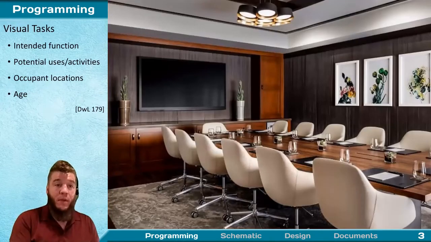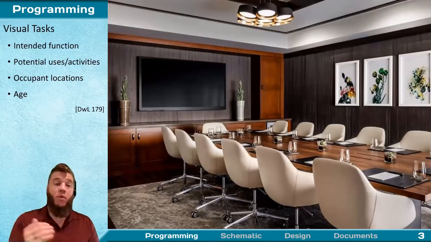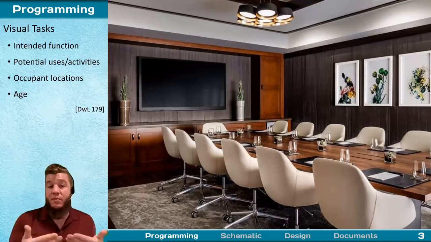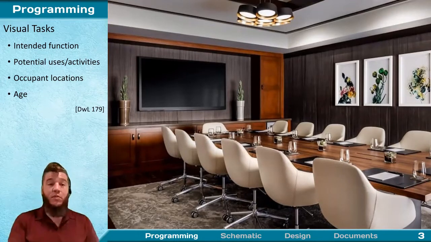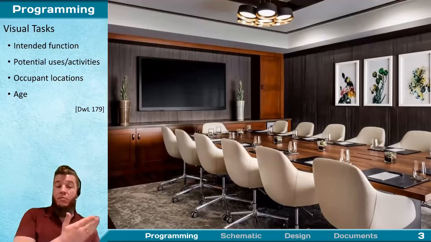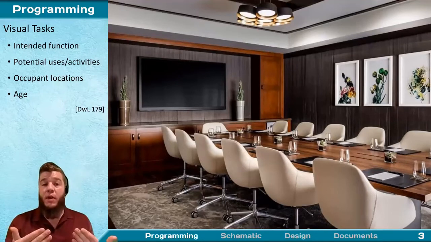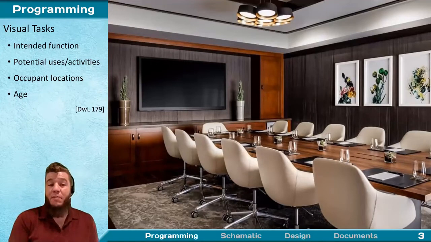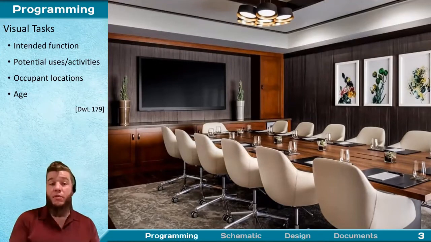Visual tasks. So this is the bread and butter of lighting design. And one of the very early parts of your process is defining and understanding the visual tasks in any space. You can start with the intended use and function of the space. That'll tell you most of what you need to do. However, you should also consider potential less common uses and activities that might take place in that space, so that space can be dynamic and useful for a range of things.